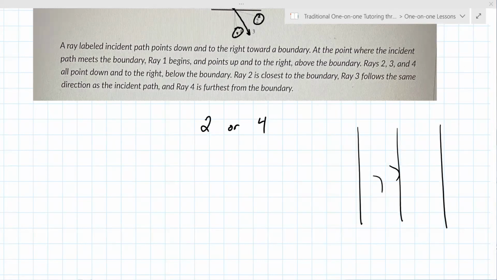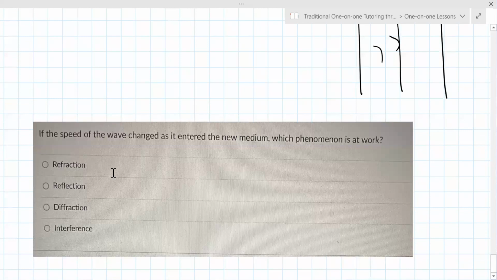Okay, new question here. If the speed of the wave, I think we already answered this, but if the speed of the wave changes entering a medium, that is refraction. I'm sorry, diffraction. No. I'm sorry, it is diffraction whenever it bends.